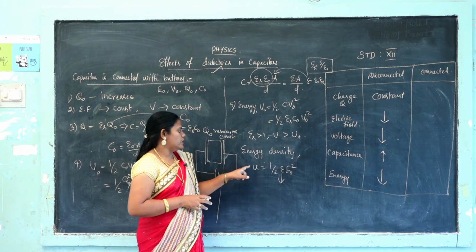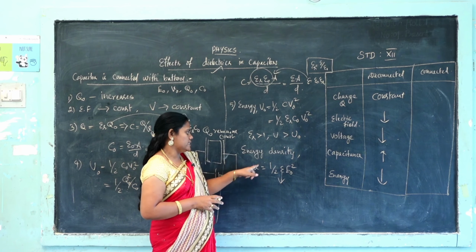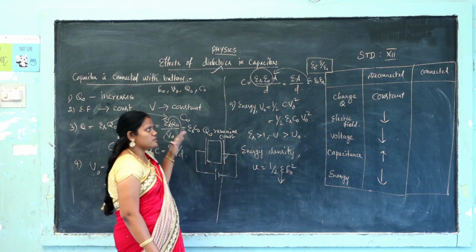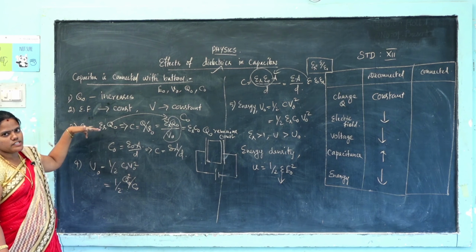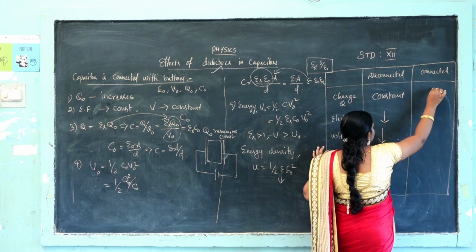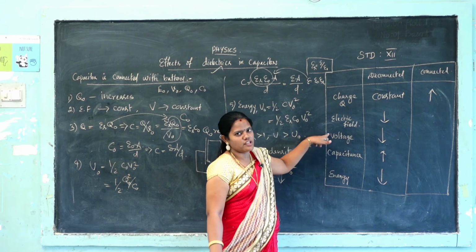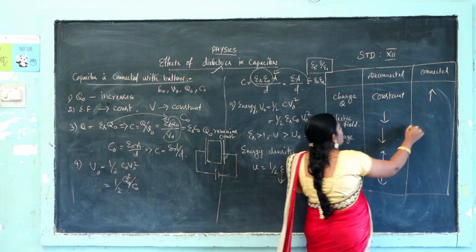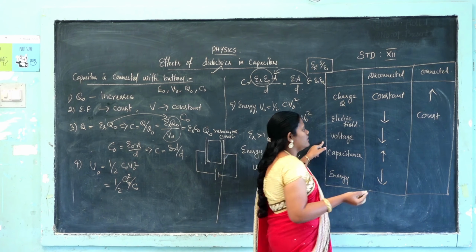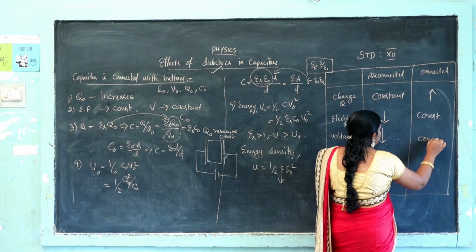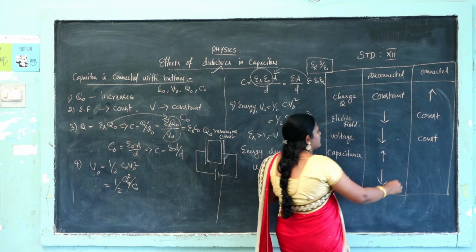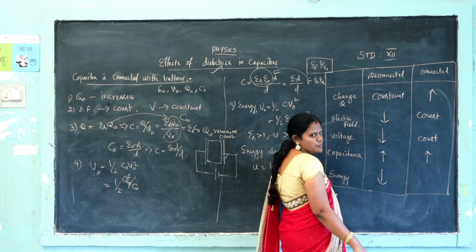Okay, so the energy density is equal to half into epsilon into E naught square. So in this question, will the charge be increased or decreased? Charge will be increased. Then will the electric field be increased or constant? The electric field will be constant, and the voltage will be constant. Then the capacitance will be increased. Then will the energy be increased or decreased? It will be increased.